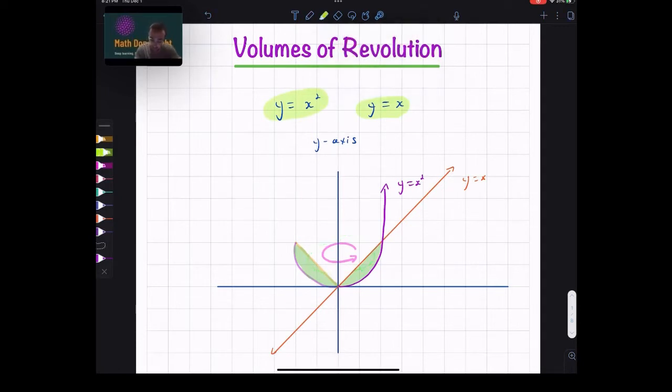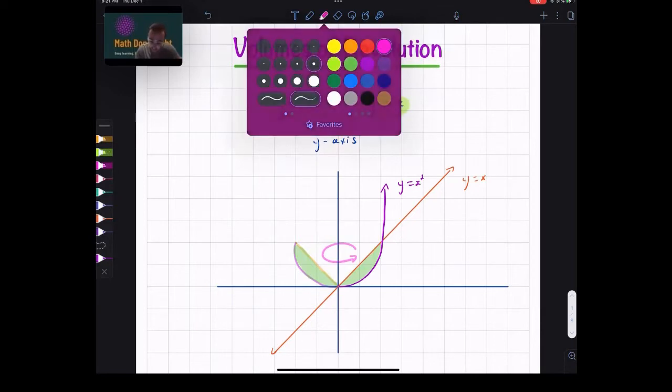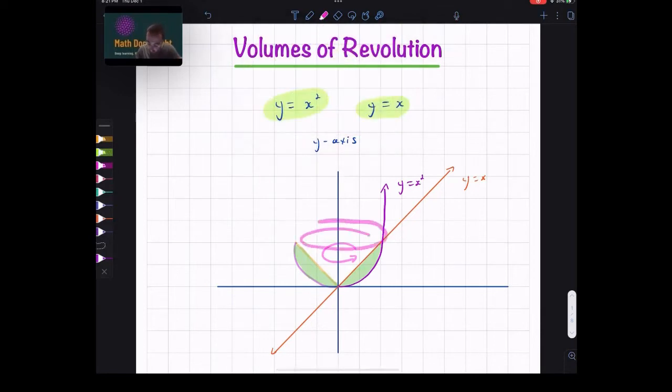Oh, that's horrible. We can't really see that. Let's do this one instead. We'll stick with the pink. You spin it around some axis. Here it's the y-axis. This says the y-axis. You revolve it. That's why it's called a volume of revolution. And then it makes this solid, right? So this one is going to make this kind of cup with like this divot cut out of it.